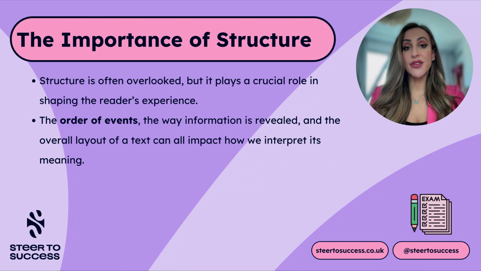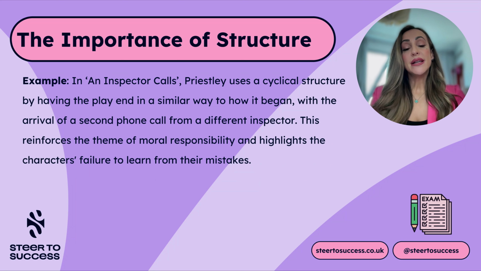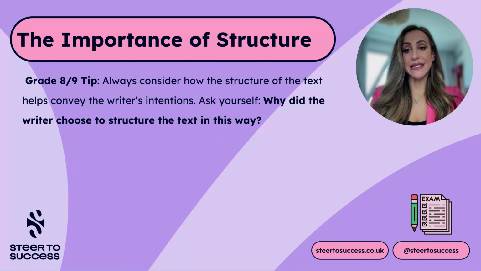So the order of events, for example, can be really, really key and something for you to think about. The way in which information is revealed, think about An Inspector Calls, and how the story is revealed bit by bit throughout the play, and the overall layout of a text can impact how we interpret its meaning. So as an example, in An Inspector Calls, Priestley uses a cyclical structure. I mentioned this earlier with Of Mice and Men, but Priestley uses this too by having the play end in a similar way to how it began, with the arrival of a second phone call from a different inspector. This reinforces the theme of moral responsibility and highlights the characters' failure to learn from their mistakes.